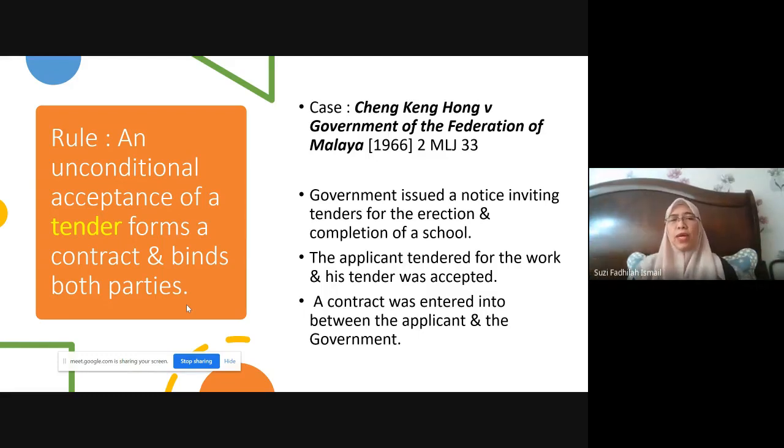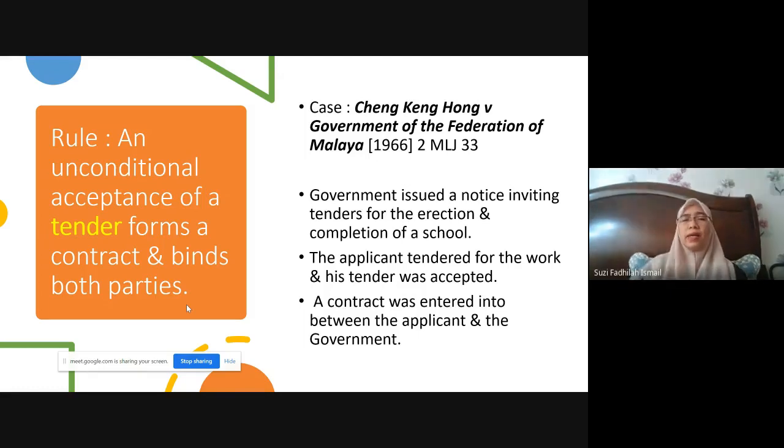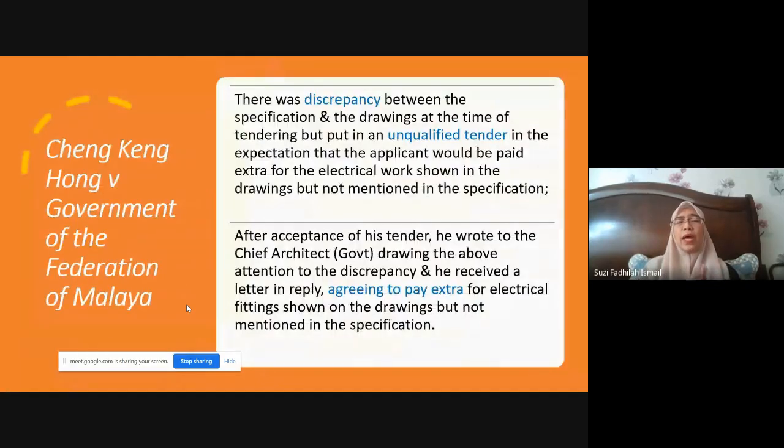This is what happened in the case of Cheng Keng Hong v Government of the Federation of Malaya, 1966. Here, the government issued a notice inviting tenders to construct a certain school. An applicant submitted his tender for the work, and he was successful. He managed to get the tender, and they signed a contract. So that's the normal process. But the problem is that there was a discrepancy when the applicant prepared all the tender documents. He is supposed to put in everything, incorporate all the terms here.